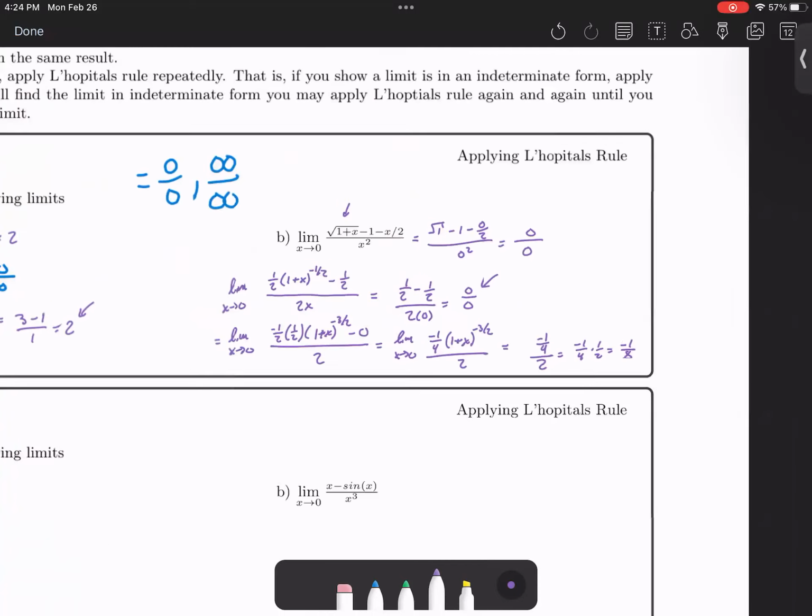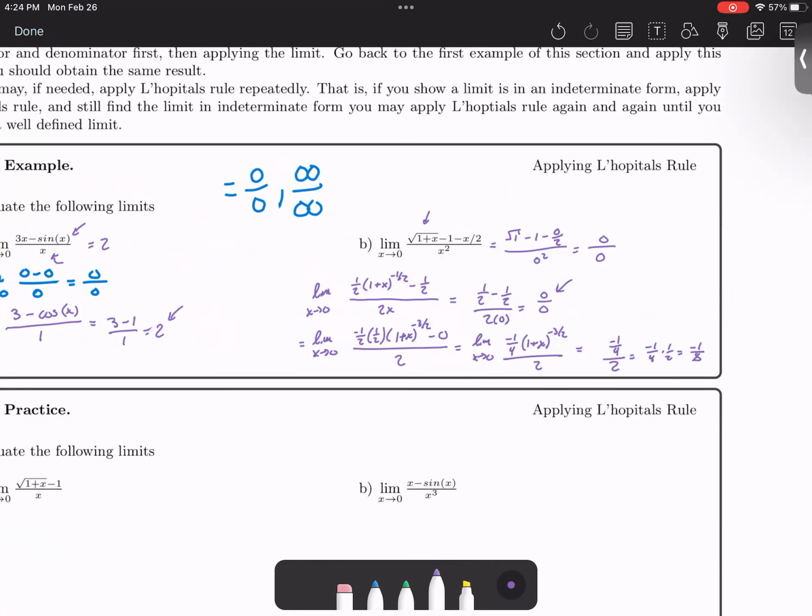So we were actually able to recover a limit by 2 applications of L'Hopital's rule. So the limit of this, we can say, is minus 1/8. And you can do L'Hopital's rule as many times as you get these 0 over 0 forms.